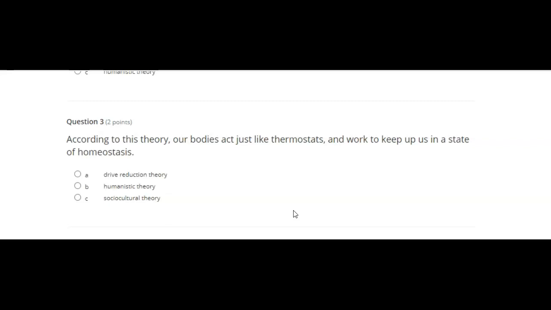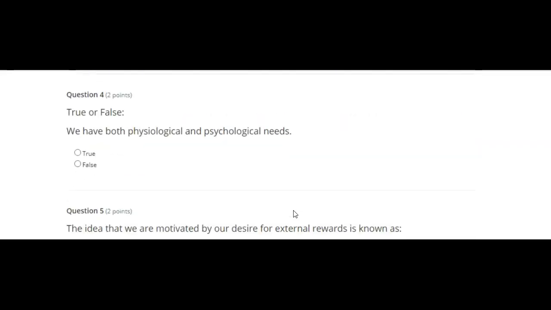According to this theory, our bodies act just like thermostats and work to keep up a state of homeostasis. A, drive reduction theory. B, humanistic theory. C, sociocultural theory.